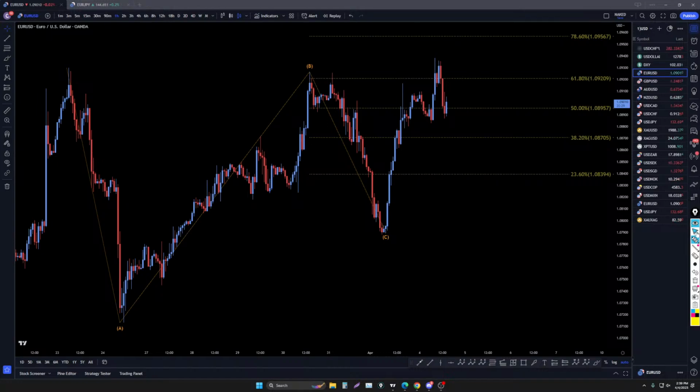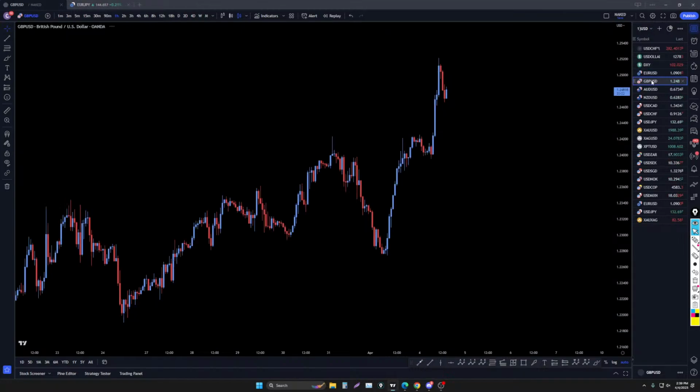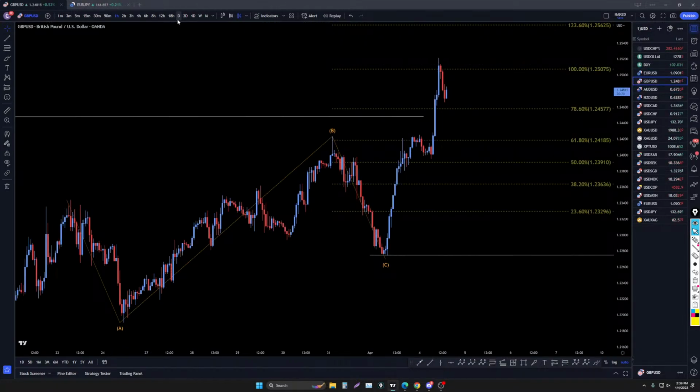So I still think the possibility is much higher that the dollar pairs will all continue. Maybe we're going to get a bigger correction, maybe not. We'll just have to let the market tell us.